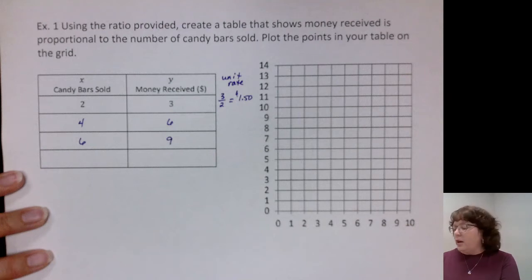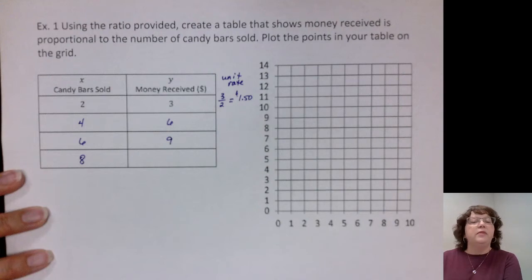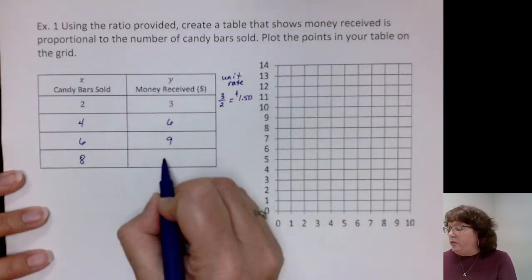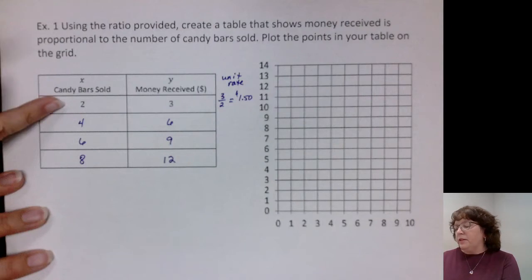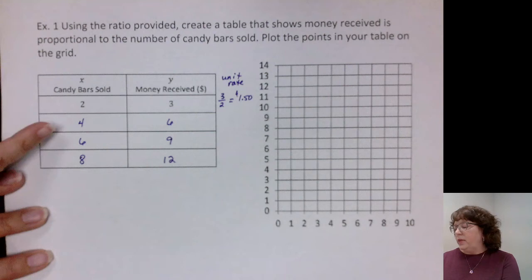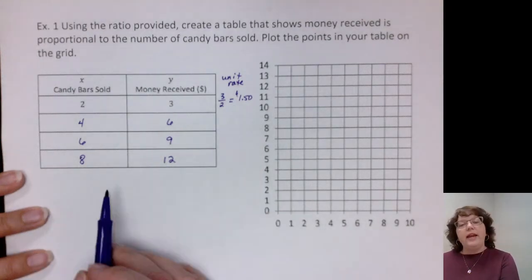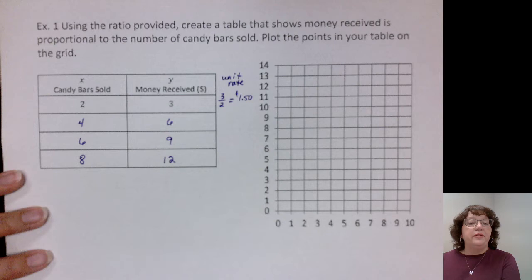Very good. All right, so let's make a nice round number and say this one is 8. So if he sold 8 candy bars, how much money would he receive? Very good, he would receive $12. Again, we can look back up here and say 2 times 4 is 8 and 3 times 4 is 12, or we can simply double the 6 and get 12, or we can use our unit rate again. 8 times $1.50 is $12.